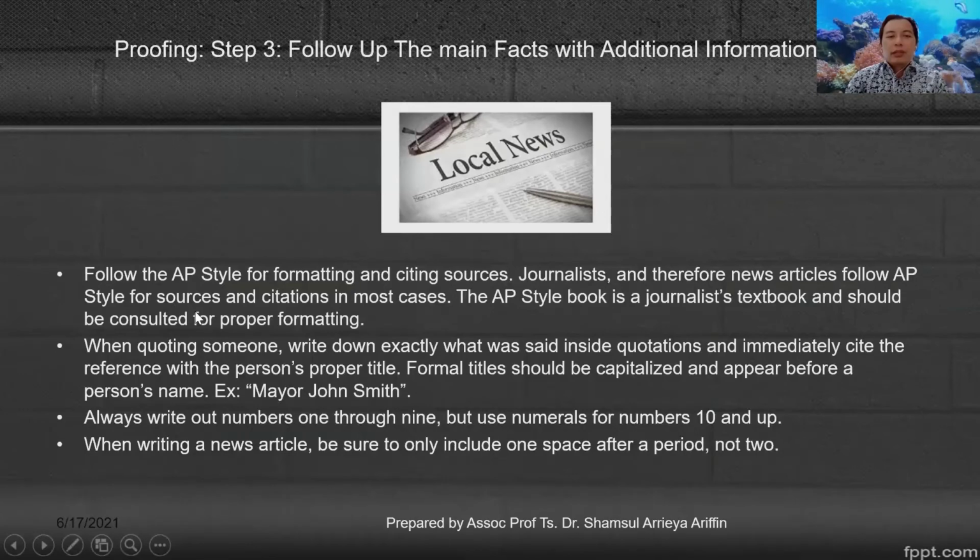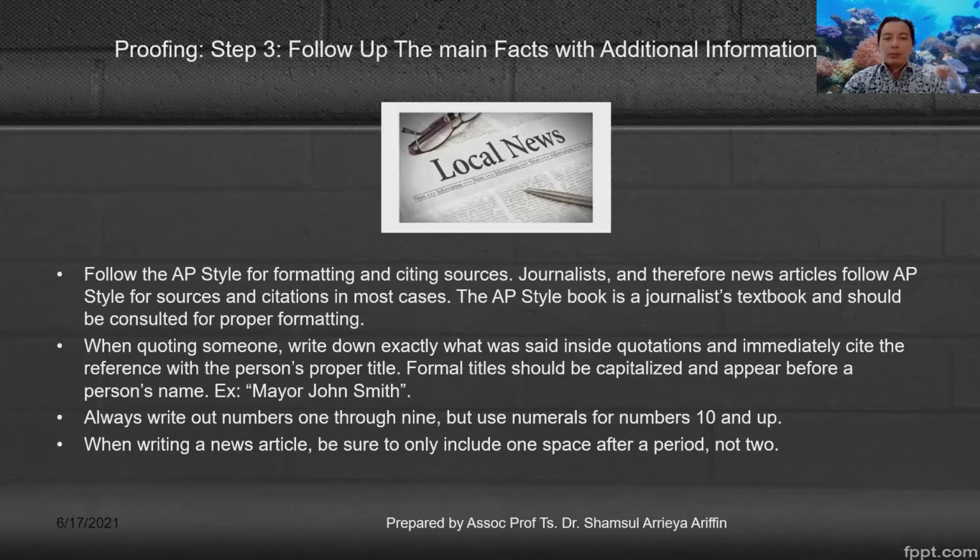You can follow the AP style for formatting and citing resources. Journalists and therefore news articles follow the AP style for the sources citation in most cases. The AP style book is a journalist textbook and should be consulted for proper formatting. So in the US, United States, they use this AP style. When quoting someone, write down exactly what was said inside quotation marks and immediately cite the reference with the person's proper title. Formal titles should be capitalized and appear before the person's name.